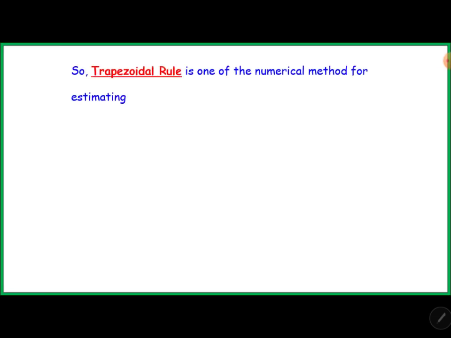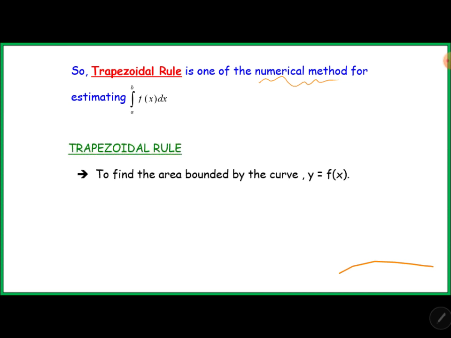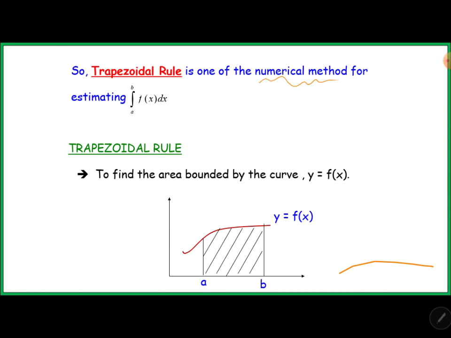The trapezoidal rule is one of the numerical methods for estimating the integration of f(x) with respect to x from a to b. So what is the trapezoidal rule? To find the area bounded by the curve y equal to f(x), we are trying to find the area by using integration, right? The area of this region bounded by the curve from a to b is denoted by the integration of f(x) with respect to x from a to b.